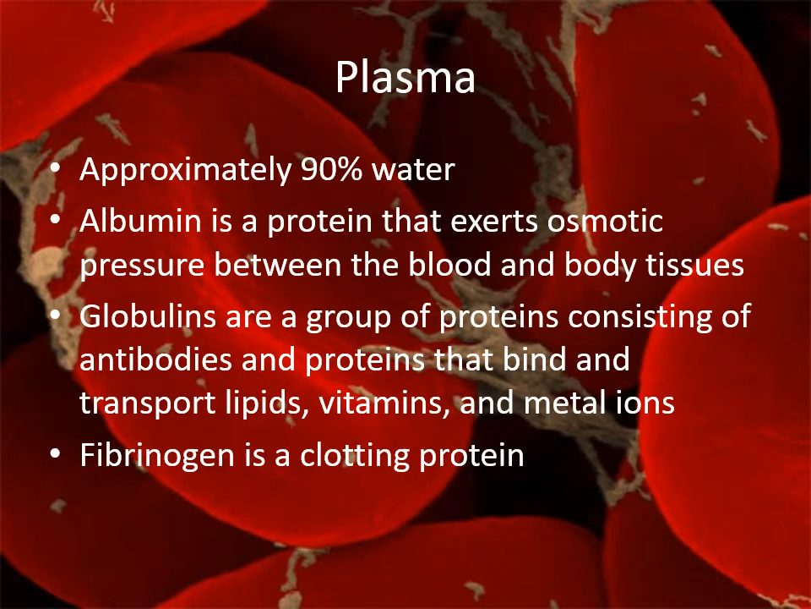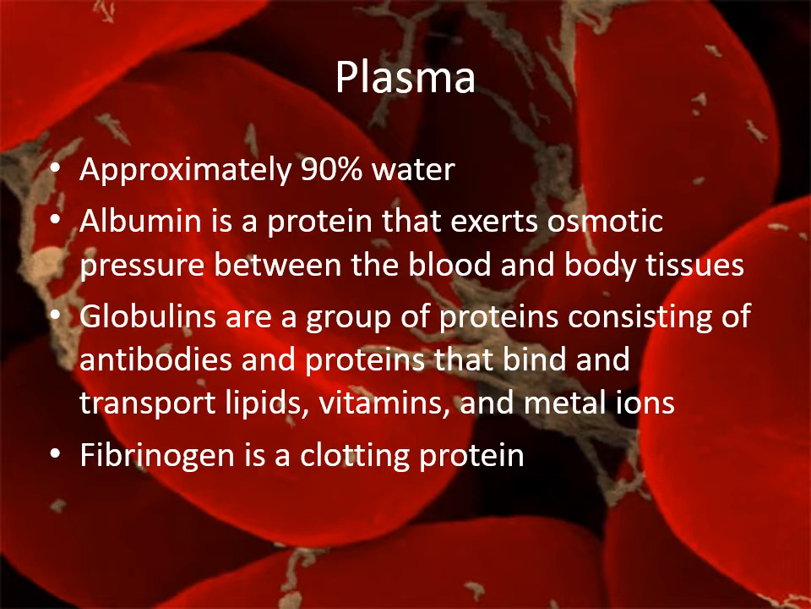So that's all you really need to know for right now about the formed elements in blood. Let's talk about the other 55% of the blood, which is the plasma. Plasma is made up of approximately 90% water. Also found in the plasma is albumin. It's a protein that exerts osmotic pressure between the blood and the body tissues so that all the water doesn't just go rushing out of the blood and into the cells.